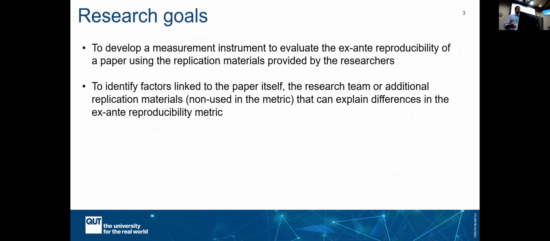So the main research goal is to develop a measurement instrument to evaluate the ex ante reproducibility of a paper using the materials provided by the researchers, and then study how some factors can explain differences in the level of reproducibility after the metric has been developed. The factors come from three groups: the paper itself, the research team features, and additional replication materials not included in the metric itself.